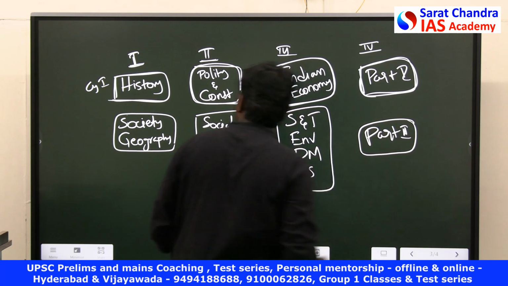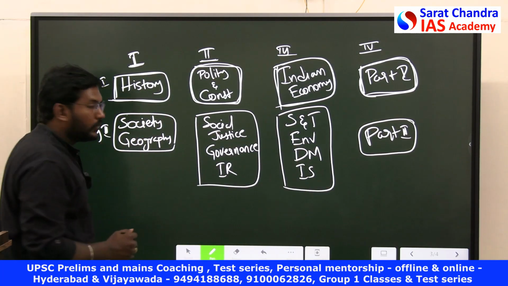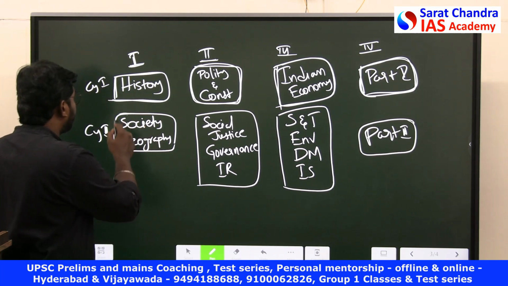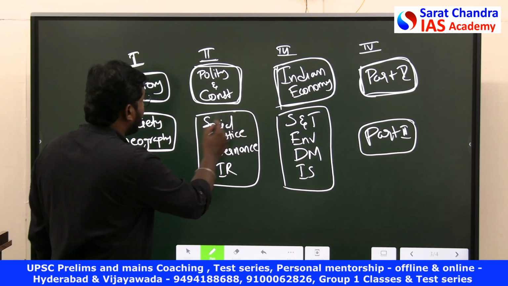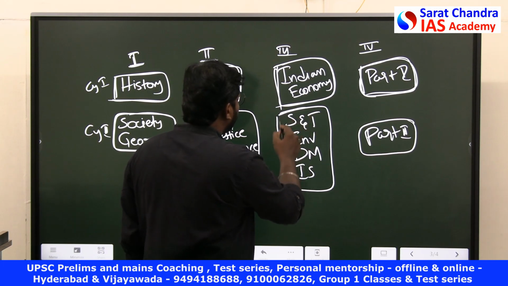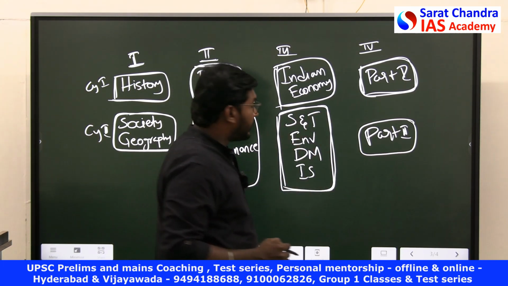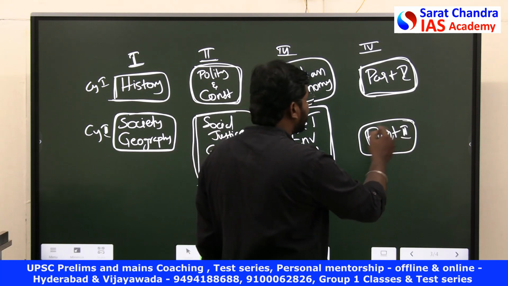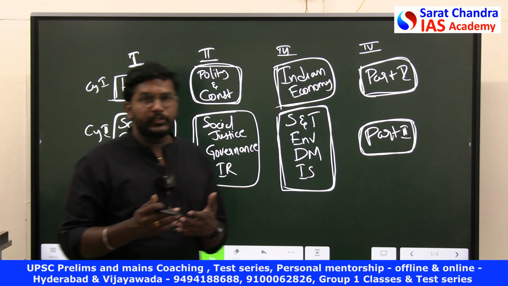And going to cycle 2, what we are left with is the society and geography part from GS1, and in GS2 we have social justice, governance and international relations. And in GS3 we have science and technology, environment, disaster management and internal security. And in GS4 we have the rest of the syllabus part and the case studies associated with that.